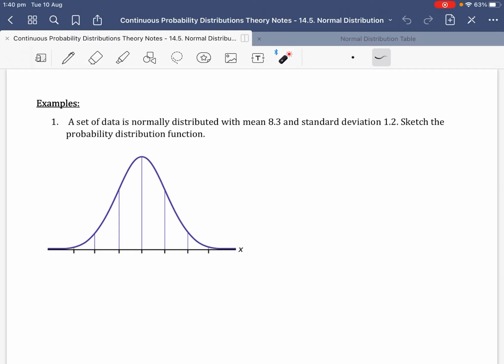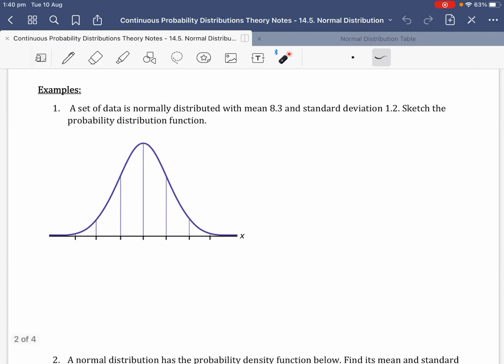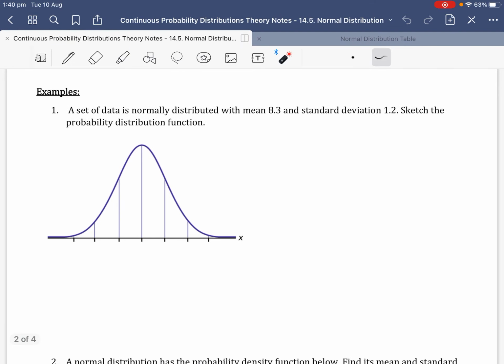So for our first example, we have a set of data that is normally distributed with a mean of 8.3 and a standard deviation of 1.2. Sketch the probability distribution function. So the probability distribution function is here. You just need to write the numbers down here. So our mean is 8.3, so our mean of 8.3 is here.